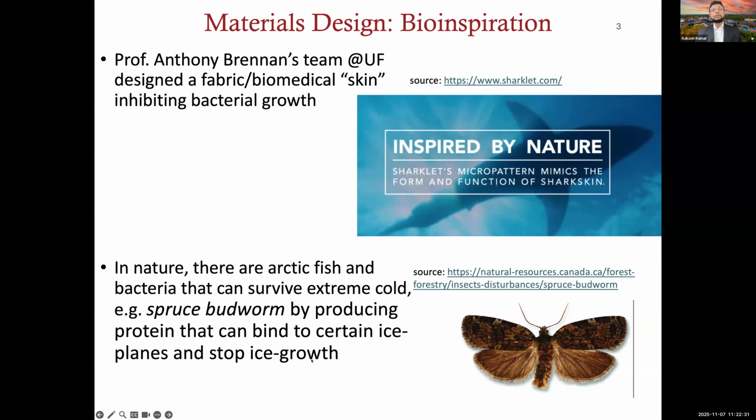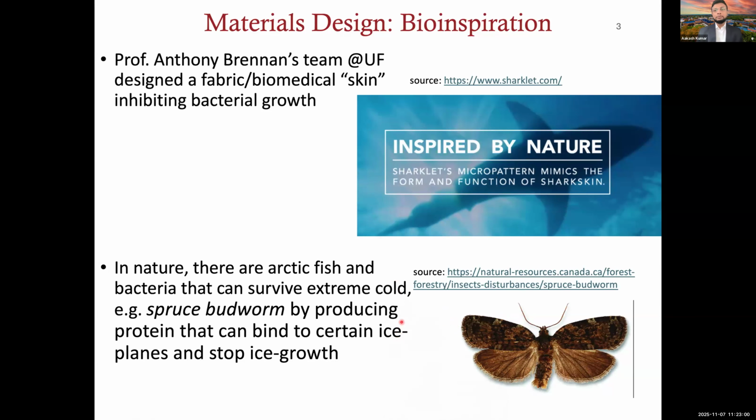So what they do is they produce something called an antifreeze protein. Okay. So what they do is they produce something called an antifreeze protein, which has the capacity to identify different ice planes and bind to those ice planes at the atomic scale, and then that leads to ice retardation. The growth doesn't happen, right?